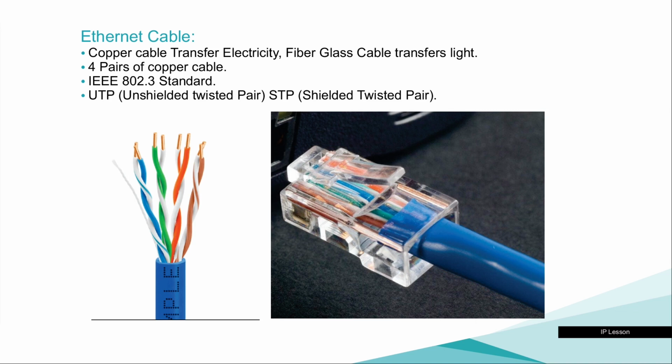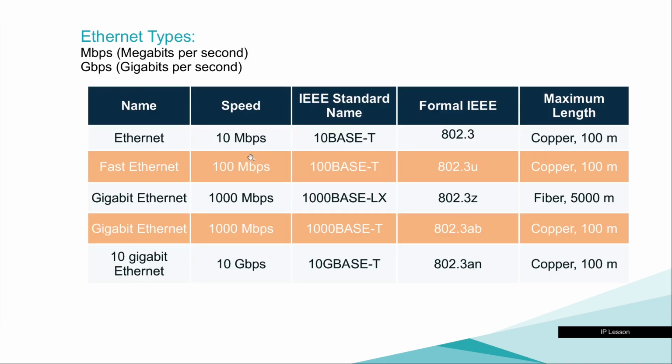The Ethernet cable is a standard from IEEE, and all the Ethernet cable types start with 802.3. It comes shielded and unshielded, shielded twisted pair and unshielded twisted pair. The shielded twisted pair is used if the Ethernet cable will run next to a power cable, because the power cable will affect the Ethernet signal. So we have to choose the shielded twisted pair.